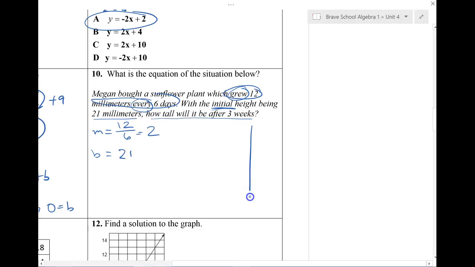Okay. So the start was 21, and wherever we start, the x is 0. And it says the slope is 2, so that means we're going by 2's here. So after 1 week, it'll be 23 millimeters. After 2 weeks, it'll be 25 millimeters. And after 3 weeks, 27 millimeters. So there's our answer. How tall will it be after 3 weeks? 27 millimeters.